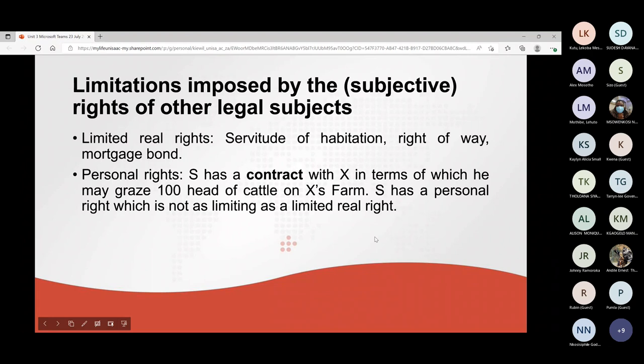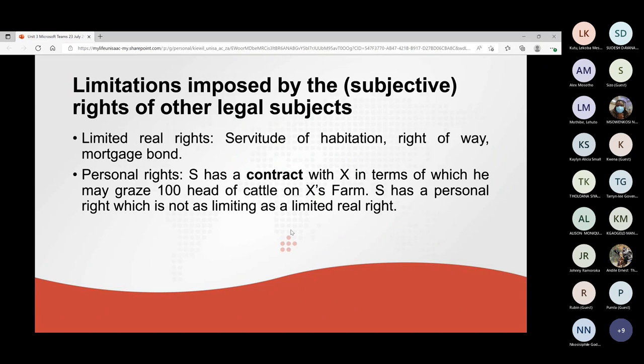Then you can register a servitude of right of way over the neighboring farmer's land. That will mean that you will have a limited real right over that property to use the owner's land, your neighbor's land, and your neighbor will just have to tolerate you using the land.